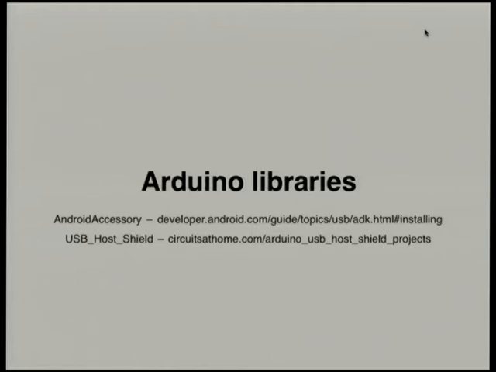There were a number of libraries that you needed to support it: the Android Accessory Library, which was created by Google, and the USB Host Shield Library, which was created by Circuits at Home. Now, there were some incompatibilities between different versions of the library. That's slowly starting to get a little bit better, and hopefully within the next couple of months, there'll be a single download that you can get and have everything working at once.